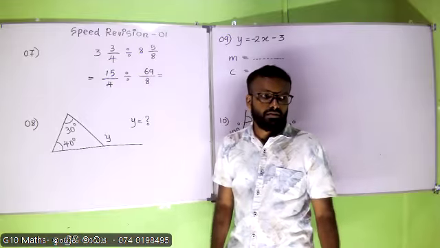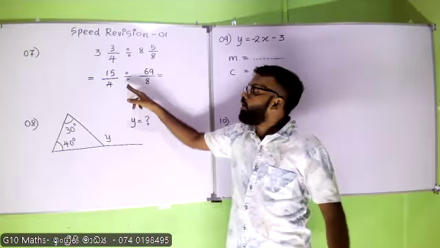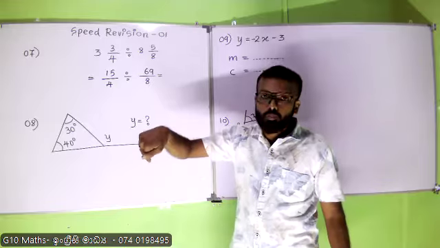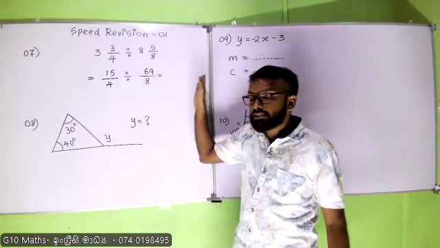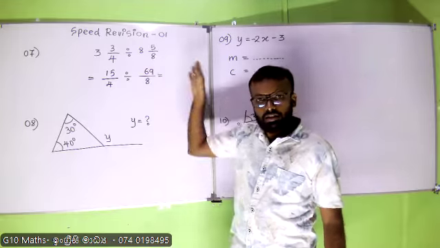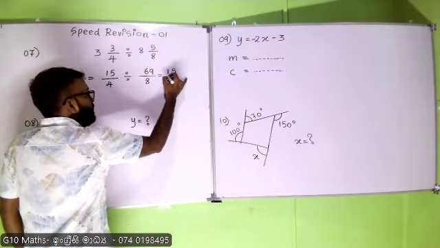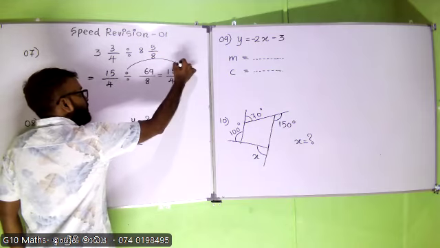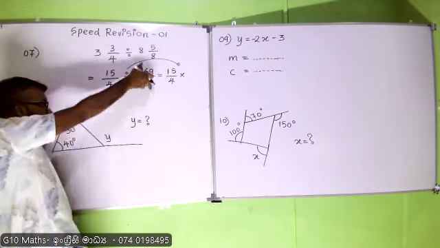Reciprocal. Yes, Emil. So if you convert this division mark into multiplication, you have to get the reciprocal of the next fraction, the other hand side fraction. So I can write then 15 upon 4. This division mark converted into multiplication. Then get the reciprocal of this fraction.